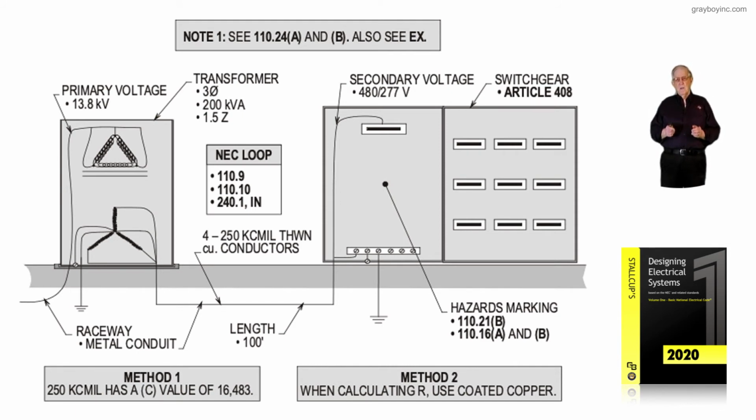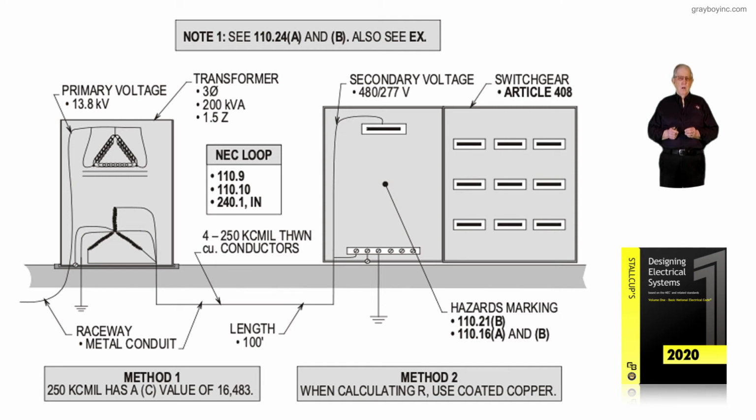And with this information now, the note 1, we've already discussed that, whether either you're under the exception or you're applying 110.24 A and B, where the available short circuit current delivered starting at the transformer through the conductors to the point of delivery at the switchgear, as you see in the illustration.